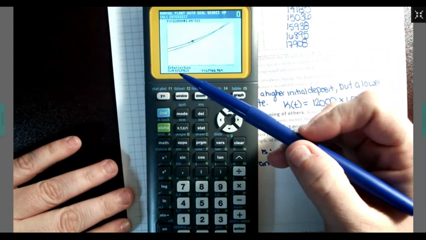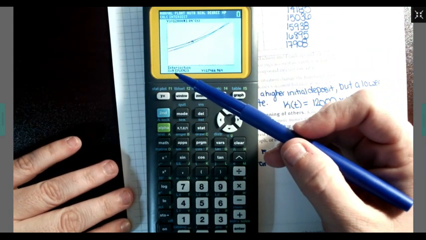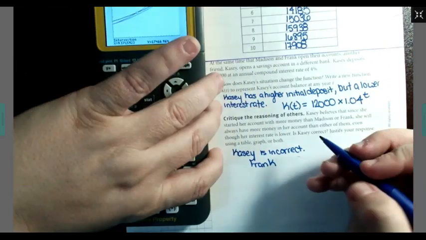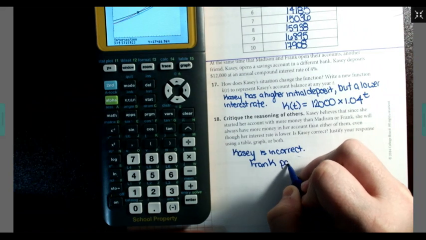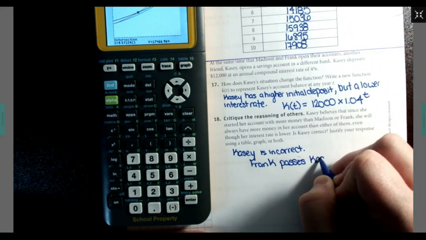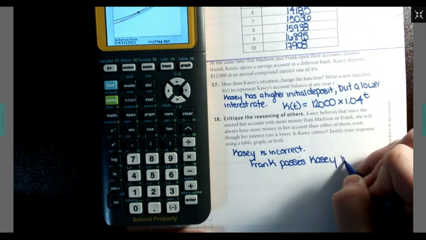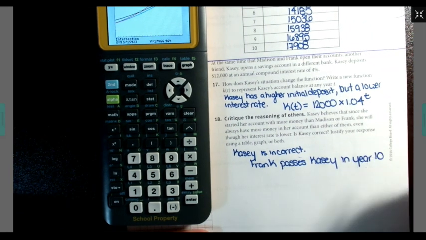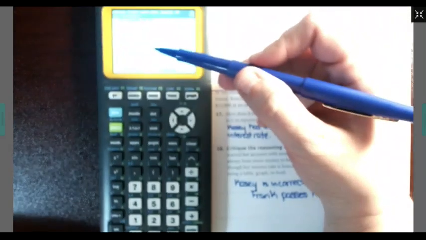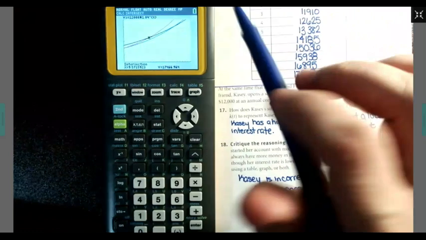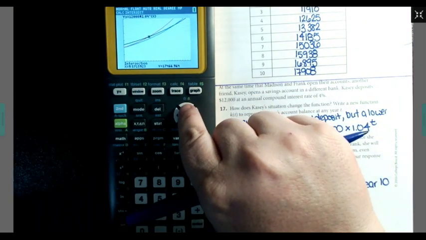And it says that at about year 10, the two amounts are the same value. So Frank passes Casey in year 10. Because in year 9, they still would have been the same because it wasn't until about 9.5. So at the end of the 10th year.